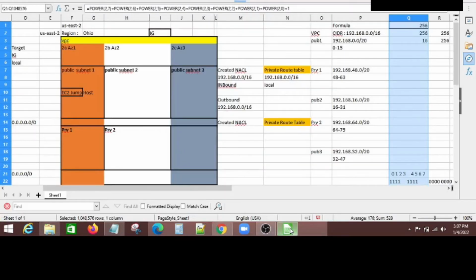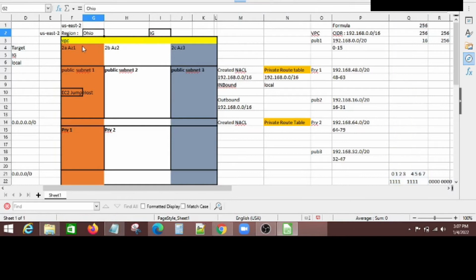So in this video, I'm going to explain, when I opened a new account, what was the setup that I already had. In my AWS account, a default VPC was there, in the Ohio region, and it was spread over 3 availability zones. One or more data centers is nothing but an availability zone.